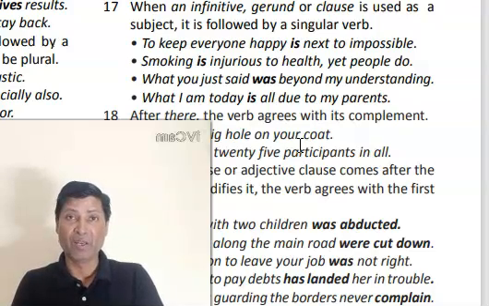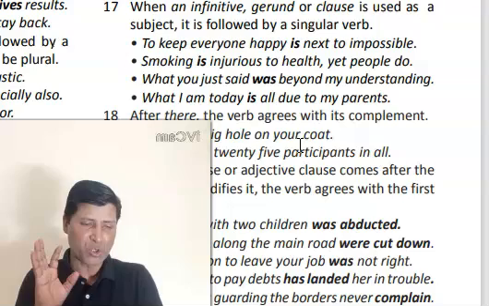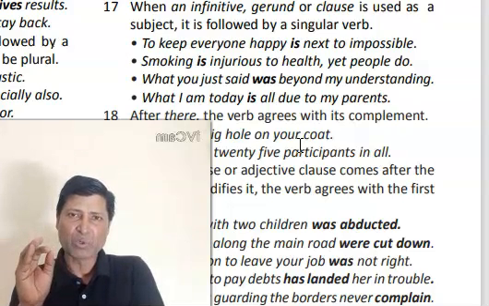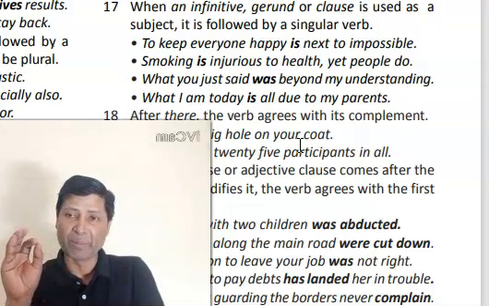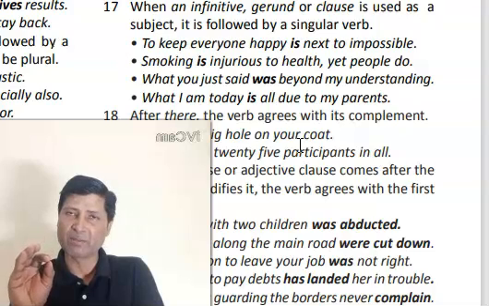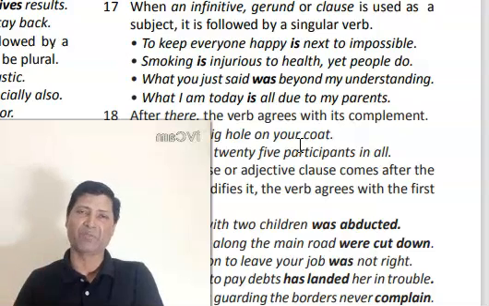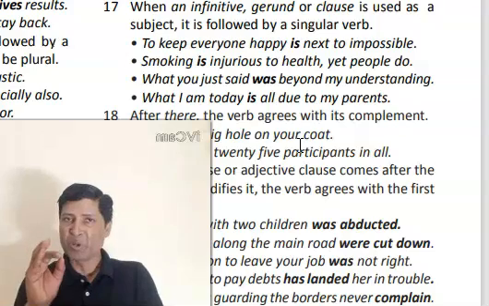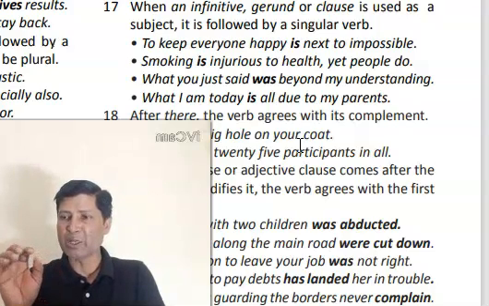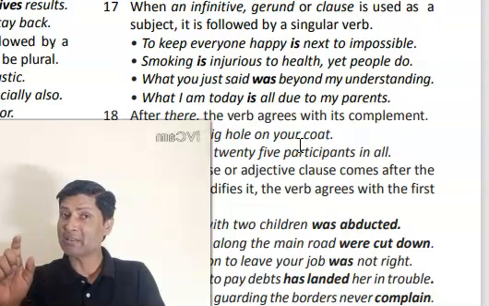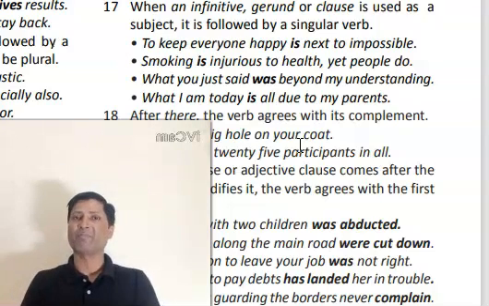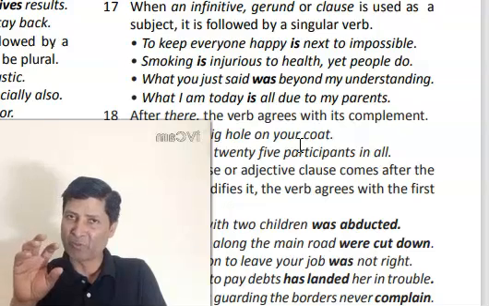What is an infinitive? In simple language, when we use the word to before a basic form of the verb, it is called an infinitive. When we use ing at the end of a basic form of the verb and use it as a noun, it is called a gerund. And a clause is a group of words which has a subject and a finite verb. Single subject, single finite verb.